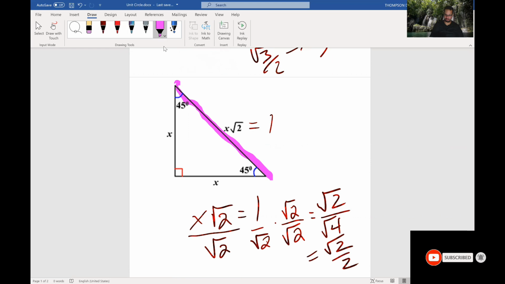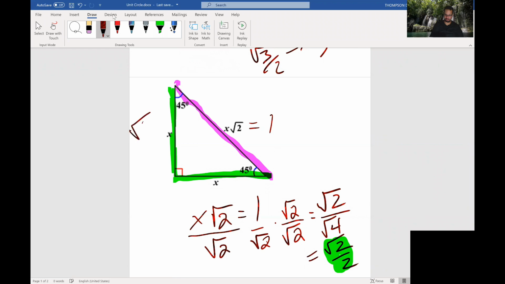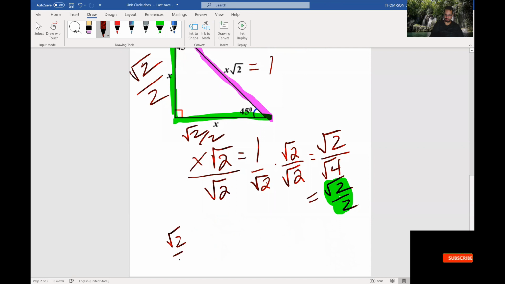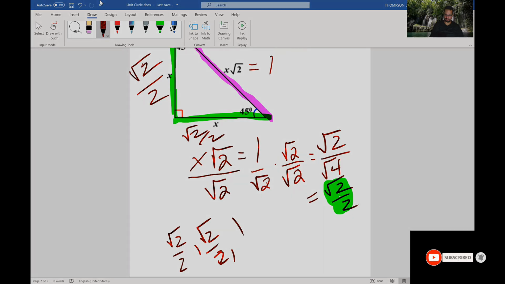Since we have two sides that are the same, let's do that in this lime green. That means both of these sides are √2 over 2, and this is also √2 over 2. So our sides will be √2 over 2, √2 over 2, then 1. And we're done solving our triangles.